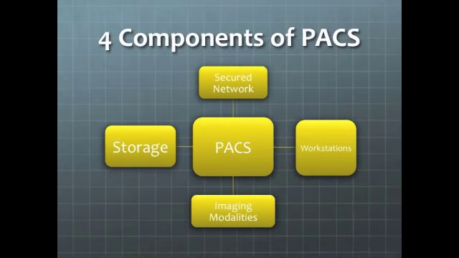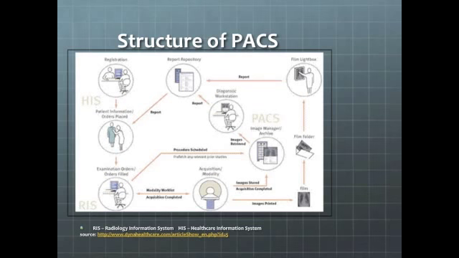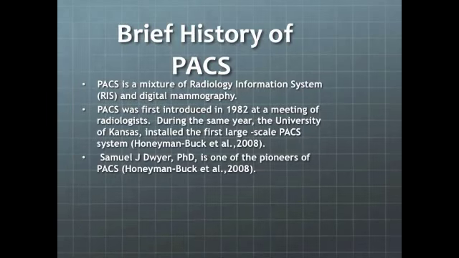PACS consists of 4 components: storage, secured networks, workstations, and imaging modalities. PACS is a mixture of radiology information systems and digital mammography. PACS was first introduced in 1982 at a meeting of radiologists. During the same year, the University of Kansas installed the first large-scale PACS system.